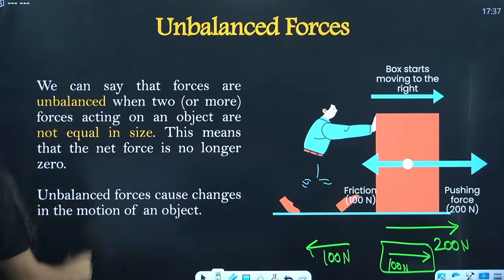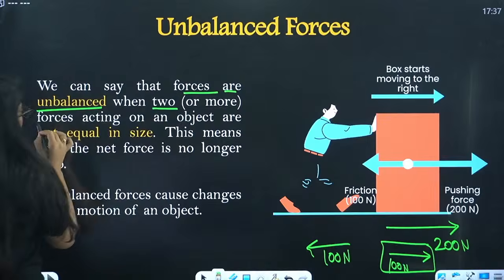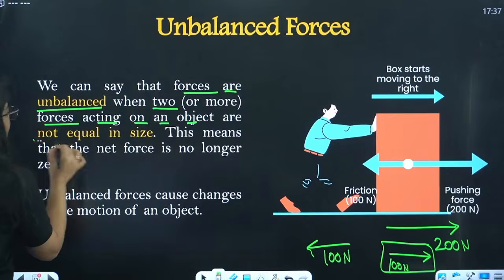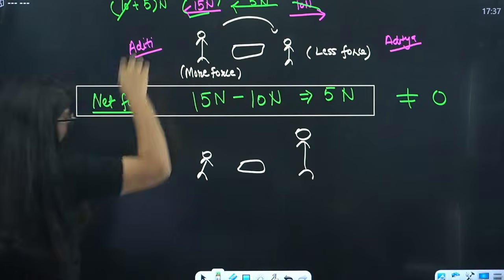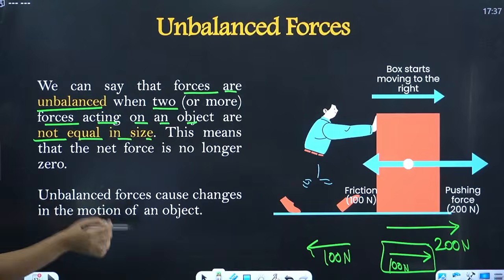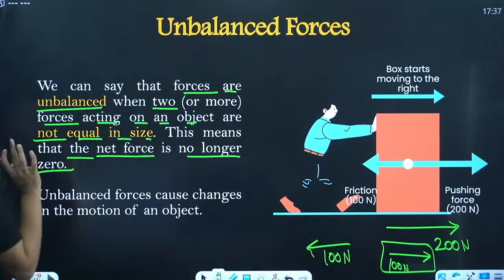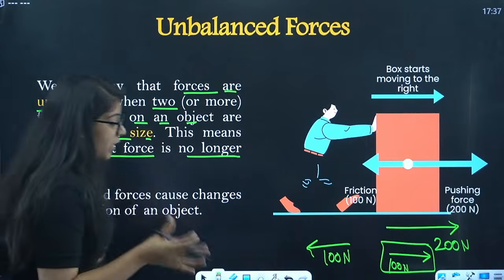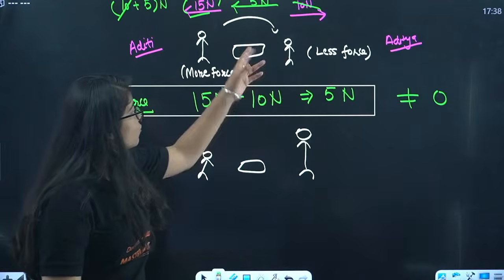Okay. We can say that forces are unbalanced when two or more forces acting on an object, your chocolate, are not equal in size. This is, one is 50 Newton, one is 10 Newton. They are definitely not equal in size. This means that the net force is no longer zero. Unbalanced forces cause changes in the motion of an object. Now, there was an unbalanced force on the chocolate.